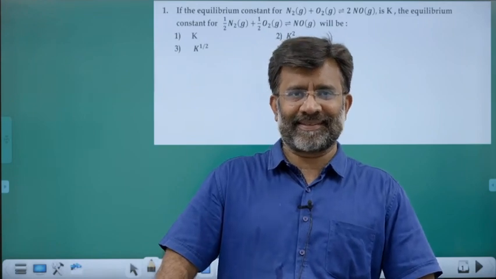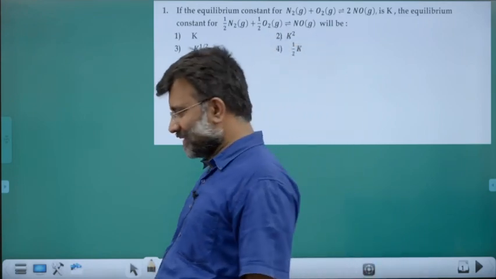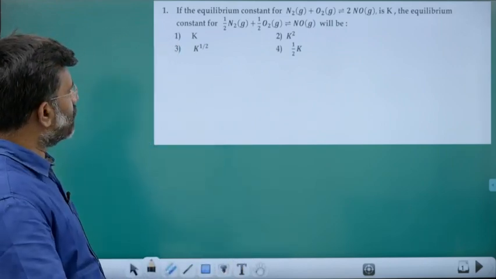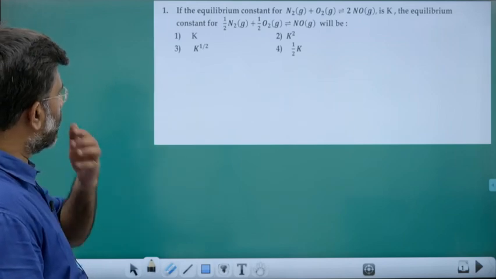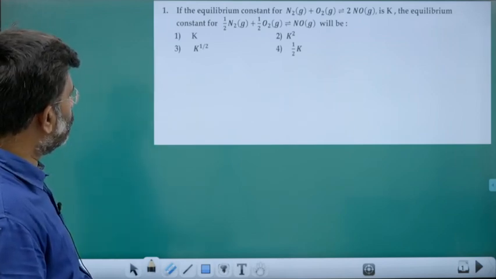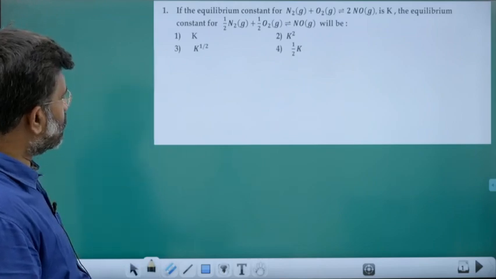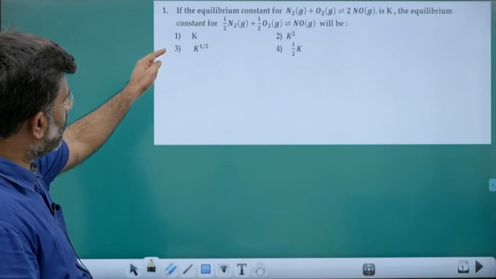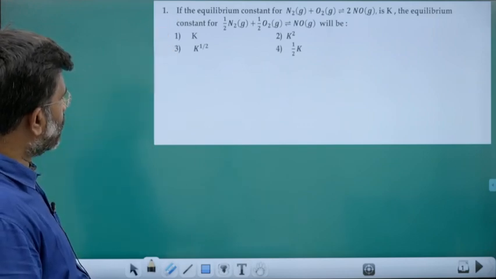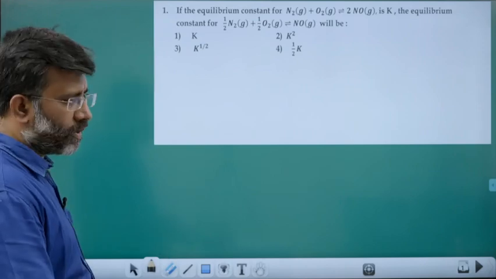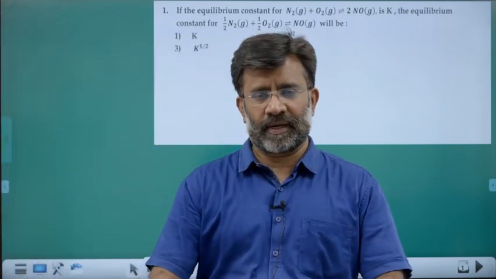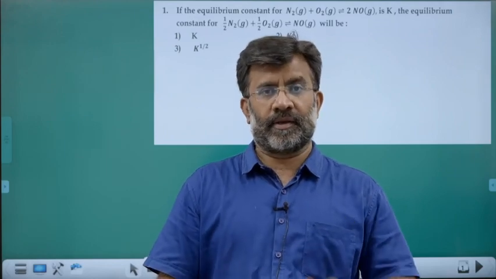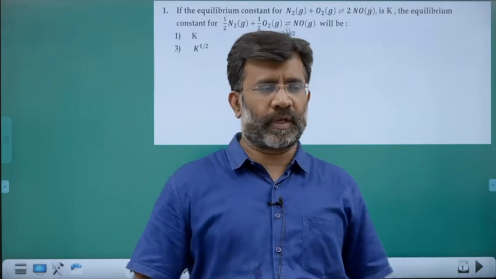Ready? Start. First question. If the equilibrium constant for the given reaction is K, what is the equilibrium constant for the other reaction? You can compare the two reactions. See, the second reaction is half of the first reaction. So you know what is the relation? When you multiply a reaction with a coefficient, the new K value will be K raised to n.